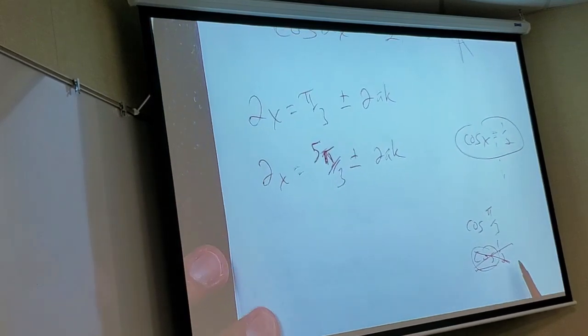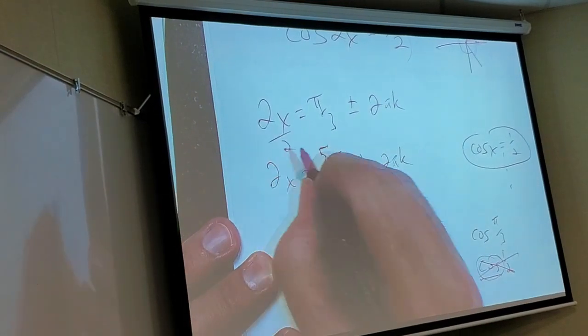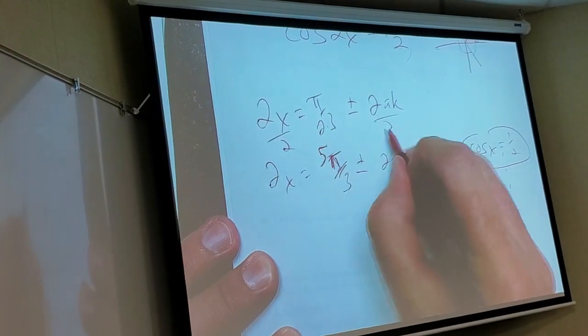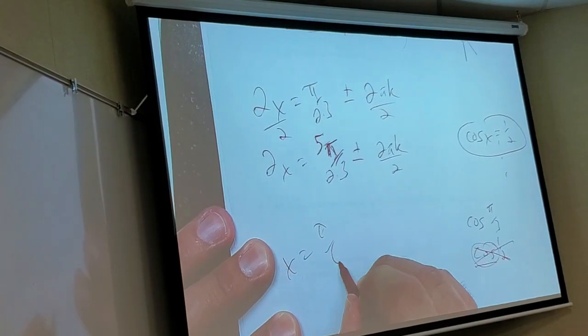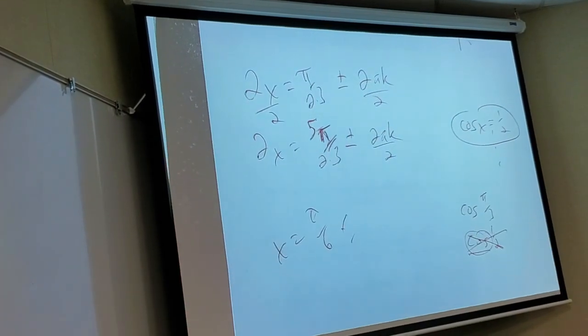Okay. All right. So the last step here would be divide everything by 2. So you'll end up with pi over 6, and so on. You guys with me? That's old stuff.